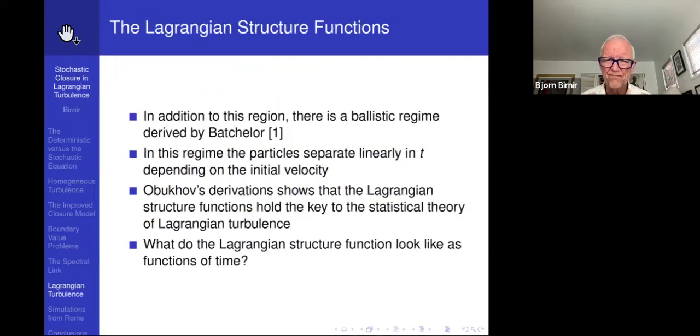Now, in addition, there is a ballistic regime in the beginning, and that was derived by Batchelor. In this regime, the particles separate linearly in t, depending on the initial velocity. But Obukhov's derivation shows that the Lagrangian structure function holds the key to the statistical theory of Lagrangian turbulence. So the question is now, can we compute the Lagrangian structure function? What do they actually look like as a function of time?